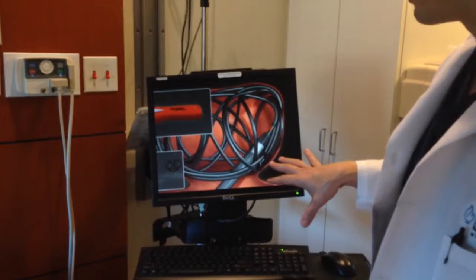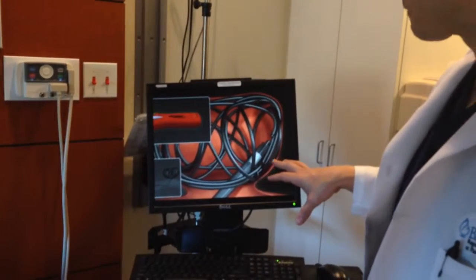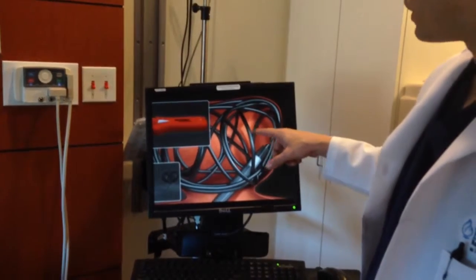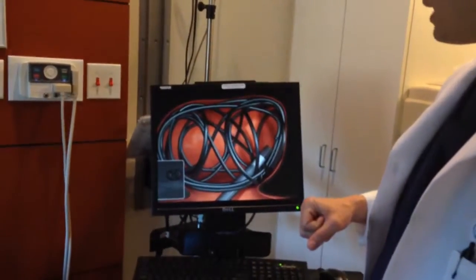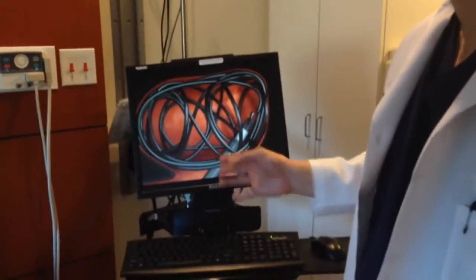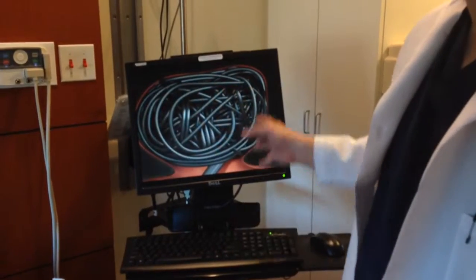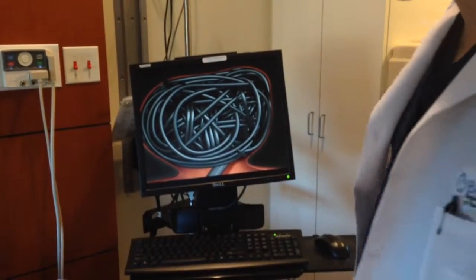This is just a product advertisement, but it gives you a visual of what we do. Yeah, I don't like that at all. So we detach the coil. And we do this with multiple coils until this whole three-dimensional space is full of coils. Which is what you see here. Then we take that catheter out.